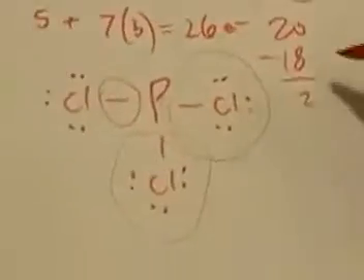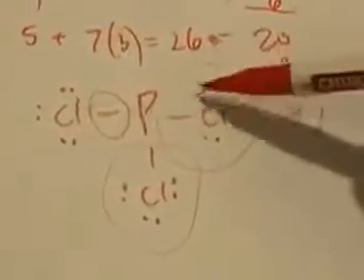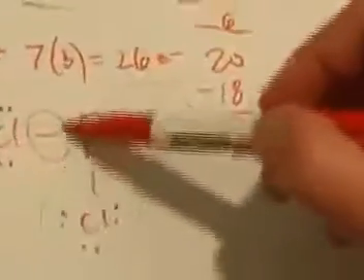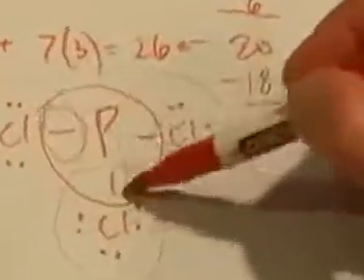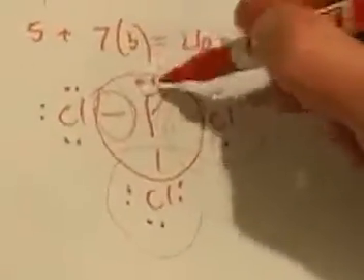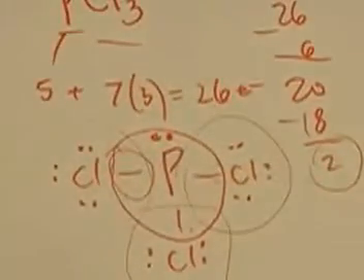So I've got 2 electrons left over, and if I look, I've got an octet of electrons right here. Phosphorus really only has 2, 4, 6 around it, so I need 2 more electrons in the central atom, and now phosphorus also has an octet.